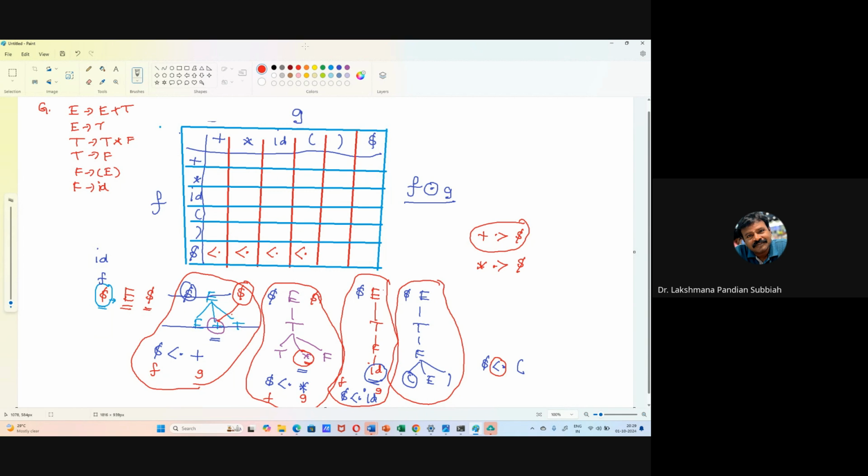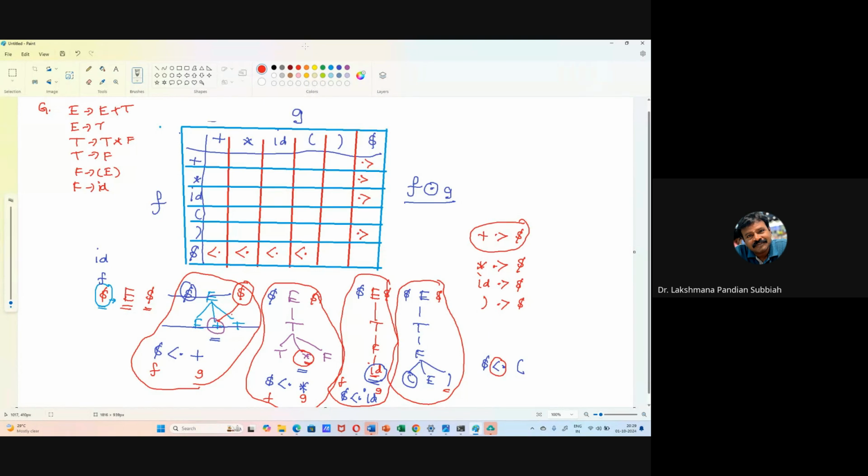Then similarly here, if you have a dollar, the previous symbol is ID. So ID has higher precedence than this dollar. Next, the end dollar, for that the previous symbol is close bracket. So close bracket has higher precedence than dollar. So now we are filling in: plus has higher precedence than dollar, star has higher precedence than dollar, ID has higher precedence than dollar, and close bracket has higher precedence than dollar. Right? Now this is the way of finding it.